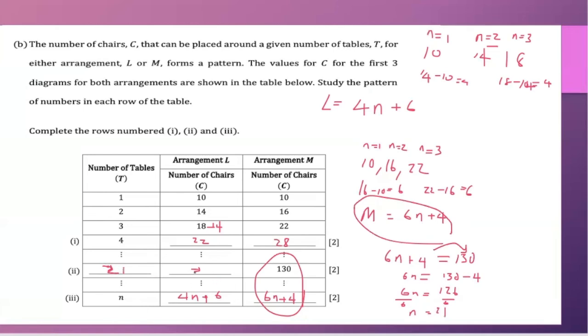So now I have n to be 21. I can find out what this is using this general formula. So I have 4n plus 6, and I replace n with 21. So I have 4 times 21 plus 6. So 4 times 21, that's 84. And then add 6. So that gives me 90. So therefore, I will have 90 here.